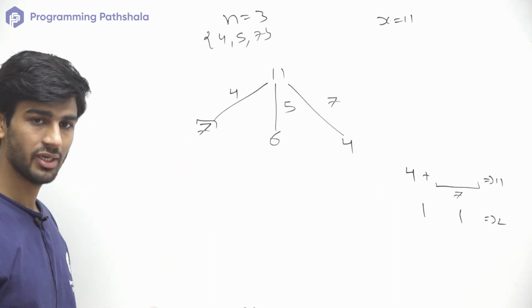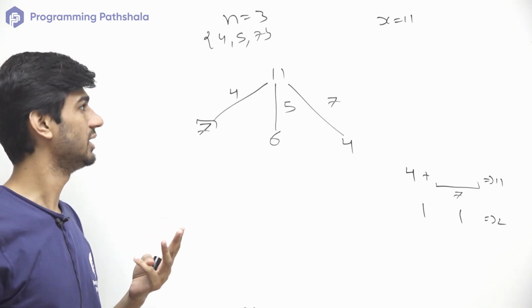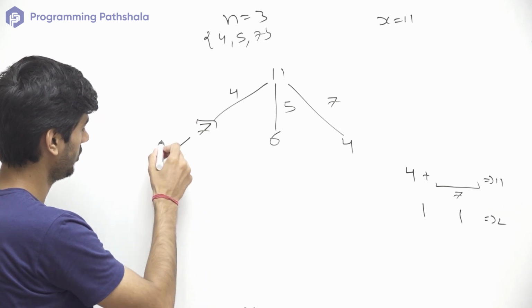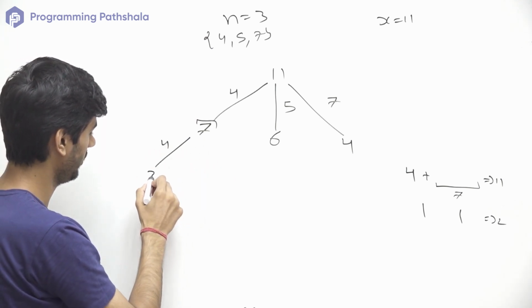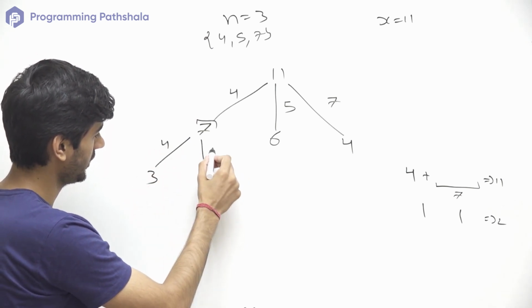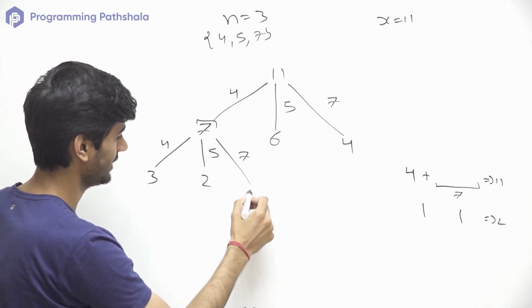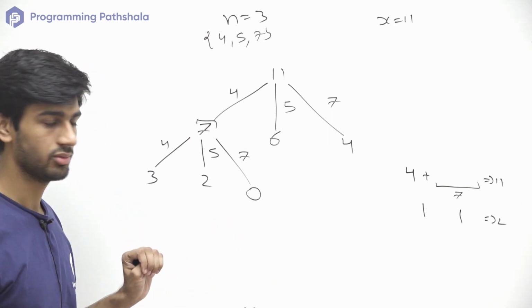So for that also we can pick a coin, and again we have 3 possibilities. We can either pick a coin with value 4, 5 or 7. So let's say we pick a coin with value 4. In that case the remaining value will be 3. And if you pick a coin with value 5, in that case the remaining value will be 2. And if you pick a coin with value 7, in that case the remaining value will be 0, right?